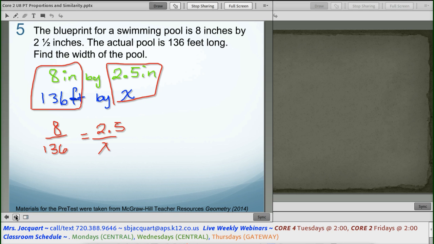Cross multiply: 8x equals, this is getting annoying, guys. Okay, so then 136 times 2.5 equals 340. And then you divide both by 8. And x equals 42.5 feet.